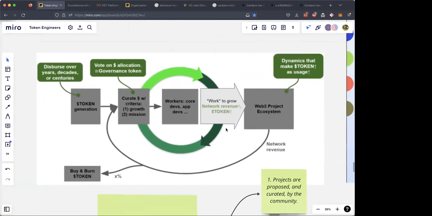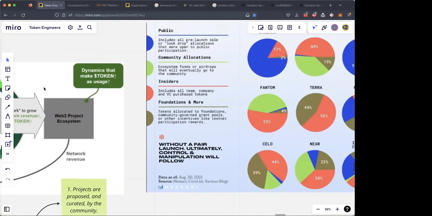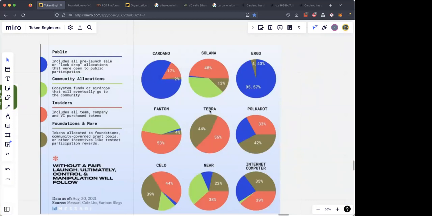So what this tells you is you want your token ecosystem to be sustainable over 5 years, 10 years, 100 years. What you want is to have network revenue that feeds back into your treasury so that you can spend it on your workers who maintain and develop your ecosystem. And you have network revenue that you can feed in, or you can feed in tokens that you disperse over years, decades, or centuries.